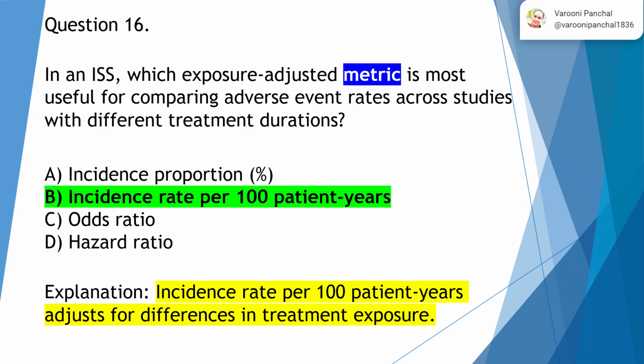Question 16. In an ISS, which exposure adjusted metric is most useful for comparing adverse event rates across studies with different treatment durations? Option A is incidence proportion, which is percentages. No. Odds ratio. No. Hazard ratio. No. So for comparing adverse event rates, the correct answer is incidence rate per 100 patient years. So this is the right answer. Incidence rate per 100 patient years adjusts for differences in treatment exposure.